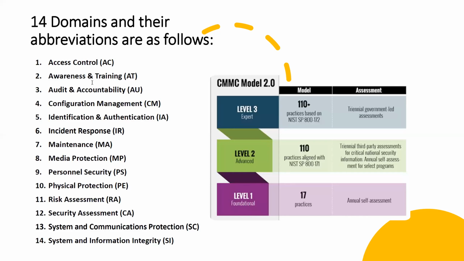Now, the framework covers 14 main domain areas, which are listed on the screen. You have access control, awareness and training, audit and accountability, configuration management, identification and authentication, and so on and so forth. If you look at this, you'll see that it covers a whole lot of very technical controls, similar to the CIS controls. Let's take each of these domains one by one so that we can talk a little more in depth.